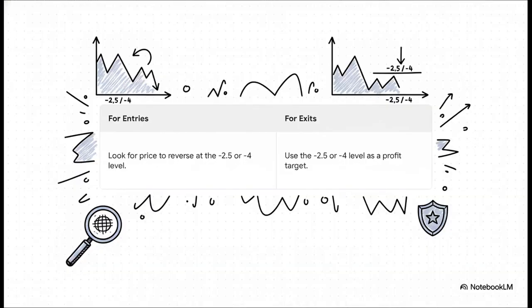And right away, you can see this tool has a really cool dual purpose. If you're looking to get into a trade, you're watching for the price to pull back and reverse at one of those projected levels. But hey, if you're already in a trade, you can just flip the logic and use those exact same levels as high probability targets to take your profits. It's a simple idea, but really effective.